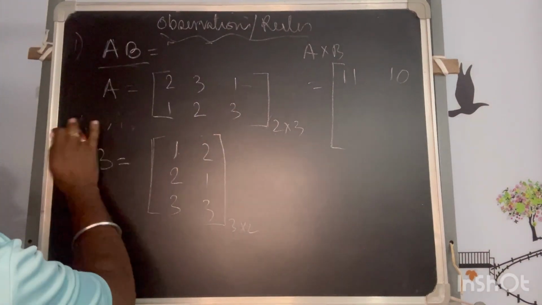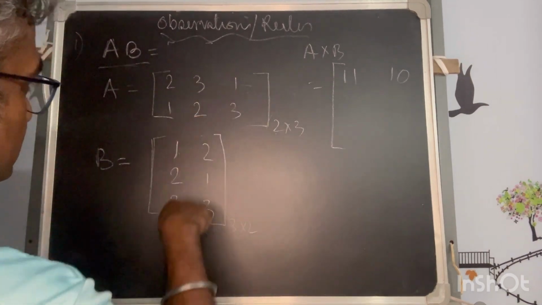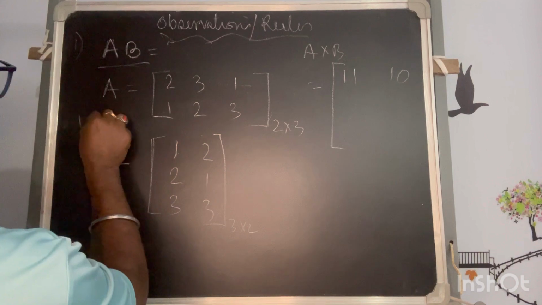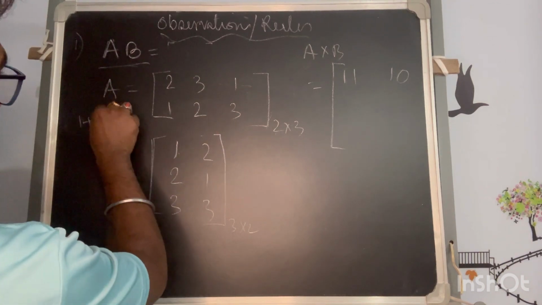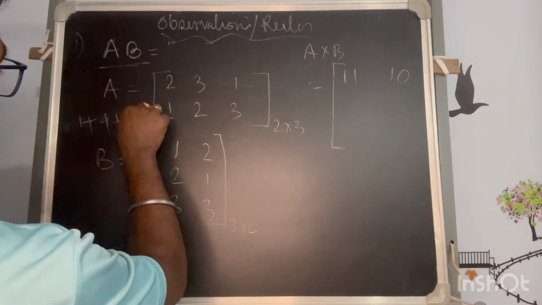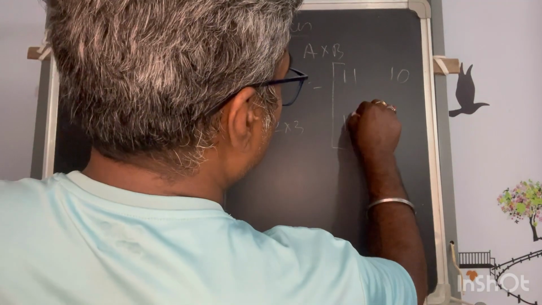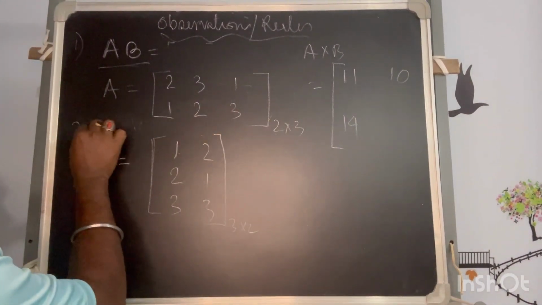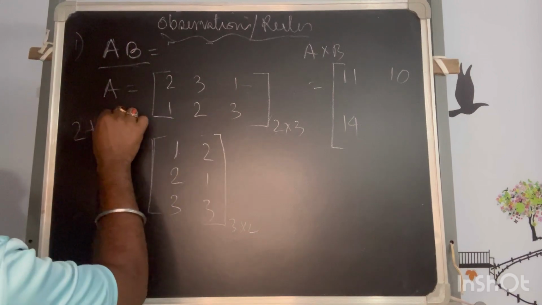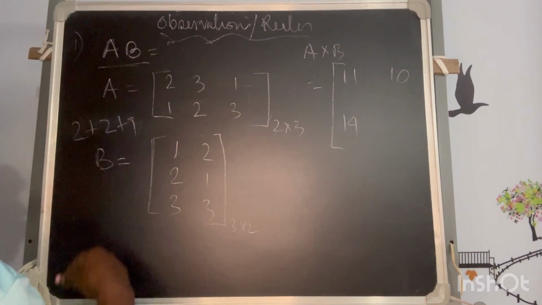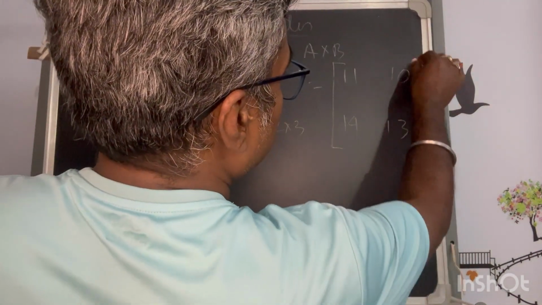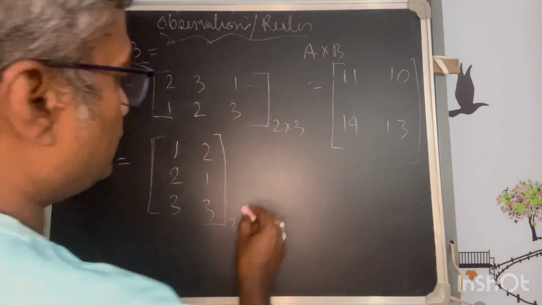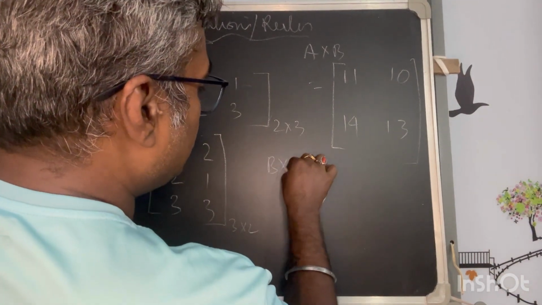Now next is this into this, second row first column, 1 into 1 is 1, 2 into 2 is 4, 3 into 3 is 9. So this is equal to 14. 14 will be here, and the last one is this into this, 2 into 1 is 2, 2 into 1 is 2, 3 into 3 is 9. So this is equal to 13. So this you remember, this is A cross B. Okay, fine. Now what I will do, I will compute B cross A.